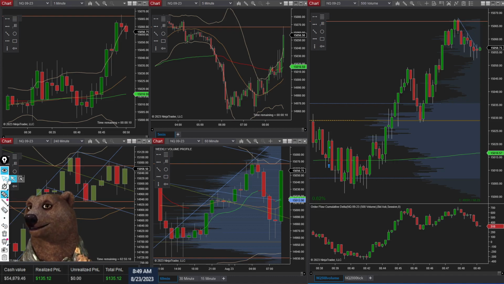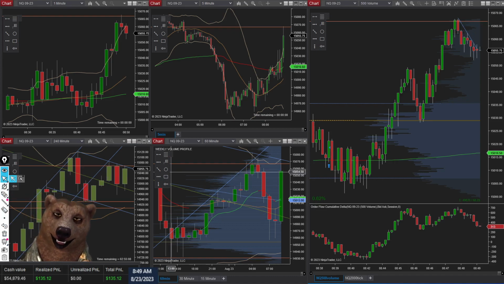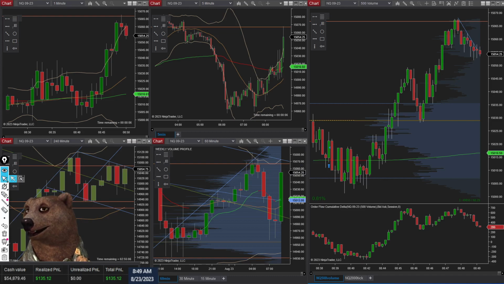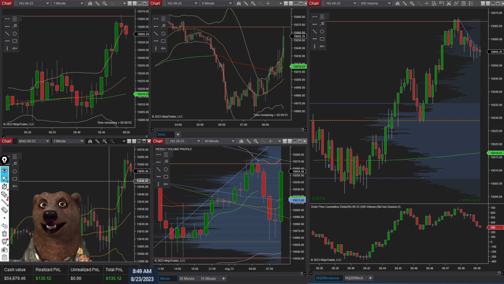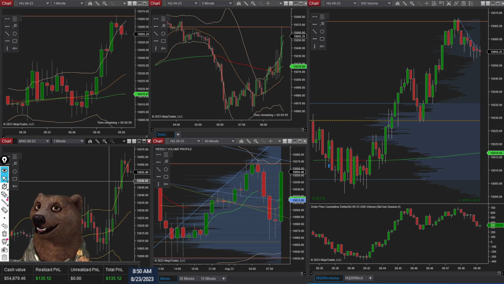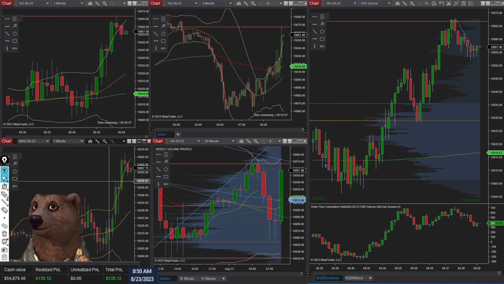What I could do is start building a short position here in anticipation of that, particularly because I see delta moving lower. We could come over here to a mini. A micro, I mean.